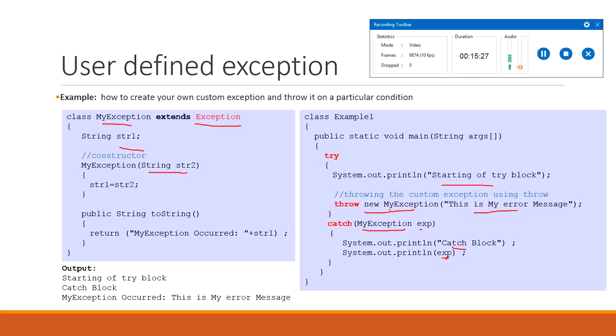So what happens is, it will print starting of the try block. Now here, throw new MyException. When this line is encountered, it will go to the catch block and print over here the catch block. Then after this, I am printing the object. For the object, the toString method will be called. It will print my exception occurred and whatever is in string 1. Now in string 1, since we have called the parameterized constructor, this will be equated to string 2, followed by this, it will print this is my error message.